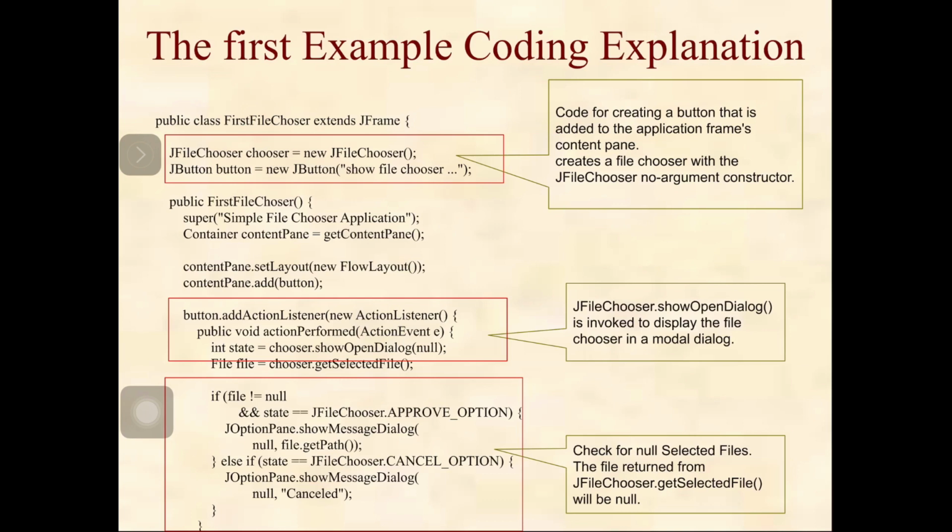I will explain about checking for non-selected files. If a file chooser's approve button is activated without a file being selected, the file returned from the JFileChooser.getSelectedFile method will be null. As a result, before a file returned from the JFileChooser.getSelectedFile method is used, a check should be made to ensure that a file has actually been selected.